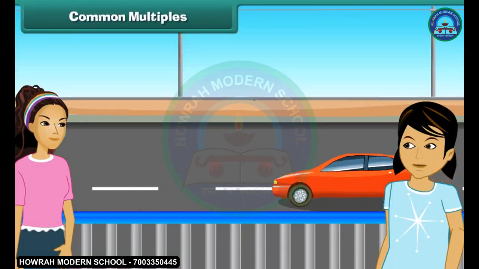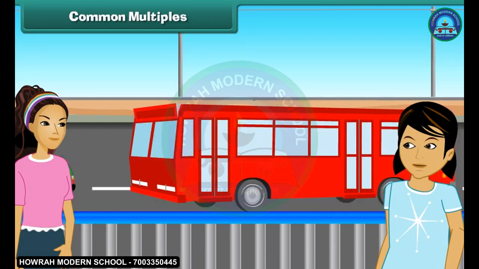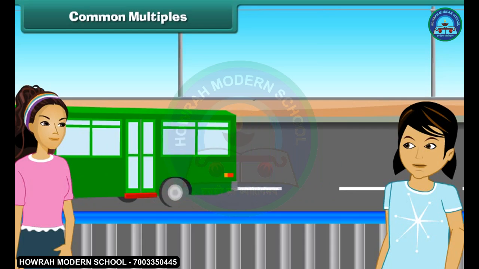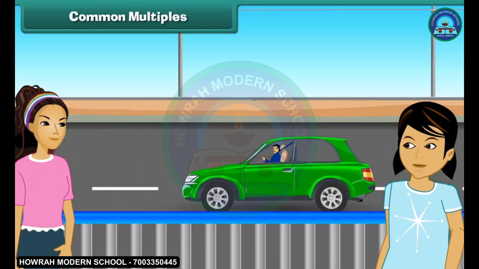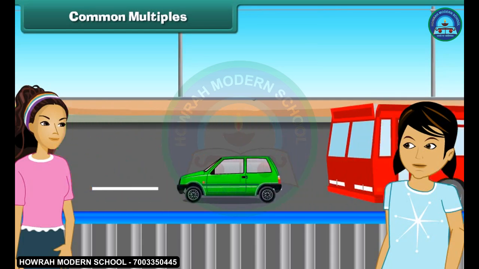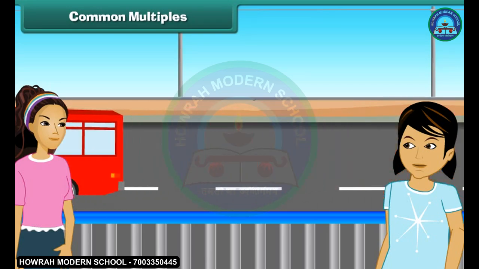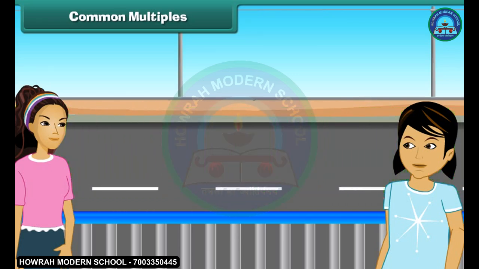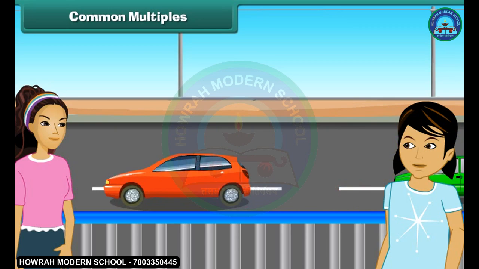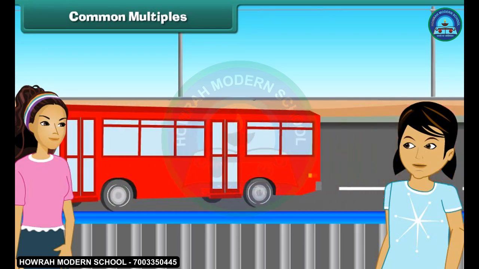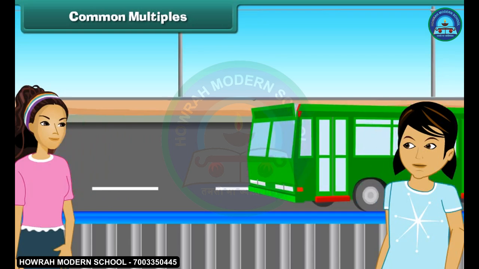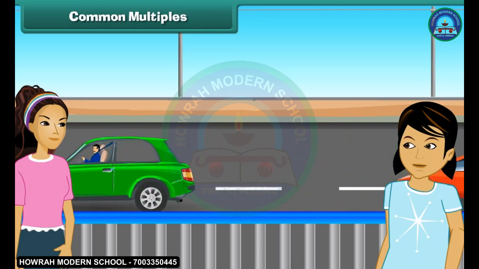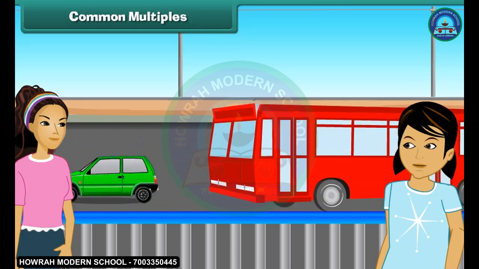Common multiples. Reema and Prerna are playing a game. Reema will count the number of red and green cars on the road. She will try to express them as multiples of 3. Prerna will count the number of red and green buses on the road. She will try to express them as multiples of 6. Reema observes 12 red cars and 18 green cars.